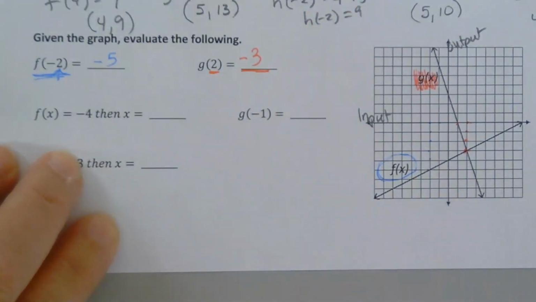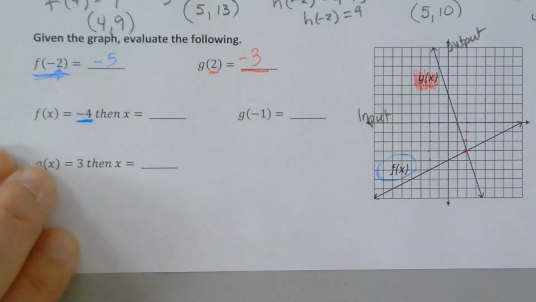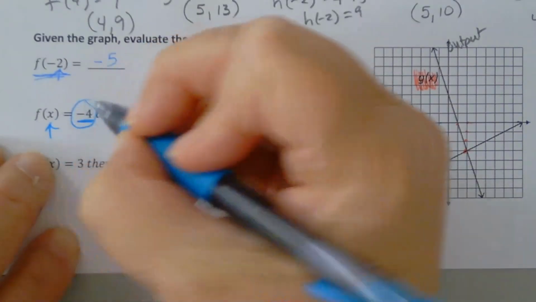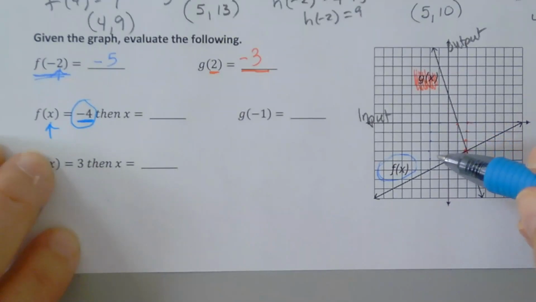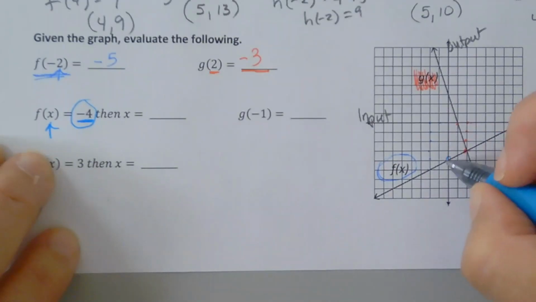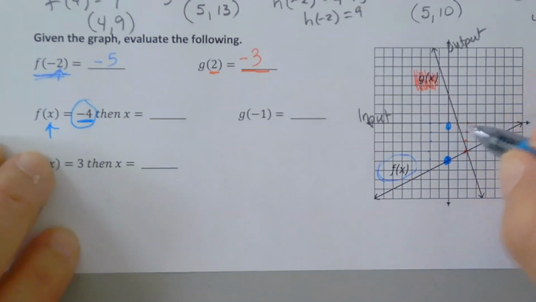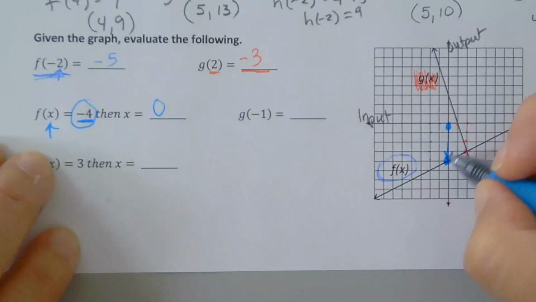This time for the f function, notice I'm given the output. So I want to find what the input is if the output is negative 4. So I've got to go down to negative 4. So at negative 4 for output, the input is 0. So when x is 0, y is negative 4.